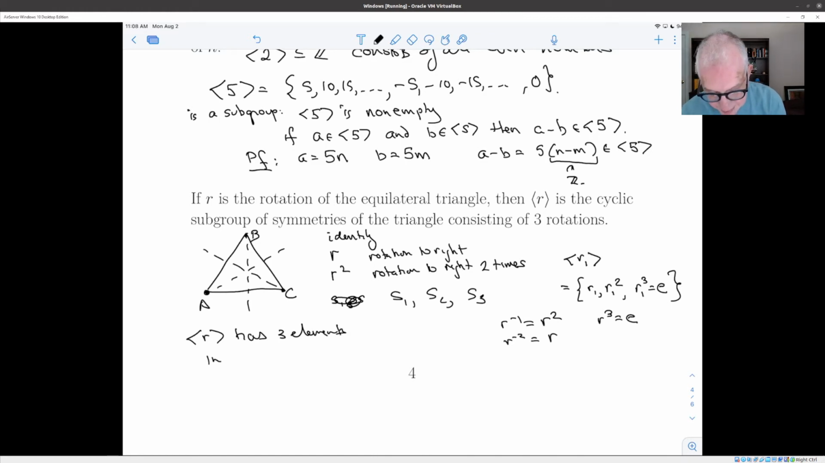In this symmetry group, which has 6 elements. So what we've shown here is that this particular element R doesn't generate the full group of rotations. It just generates the full group of symmetries. It only generates the subgroup of rotations.